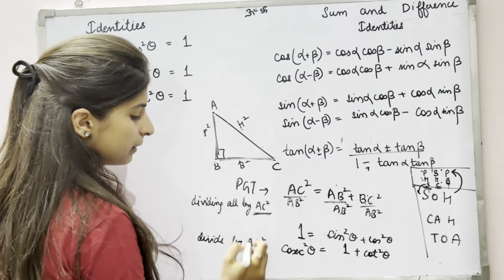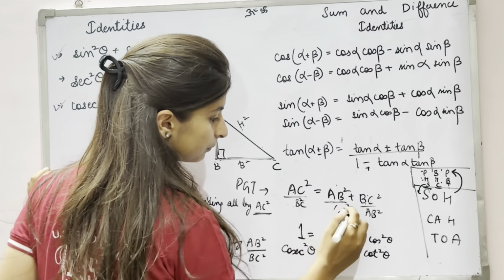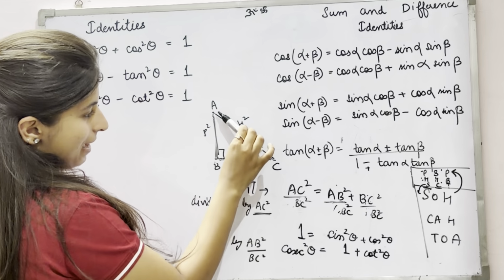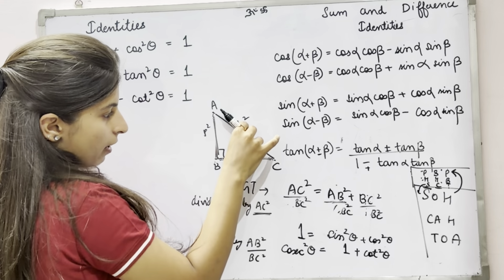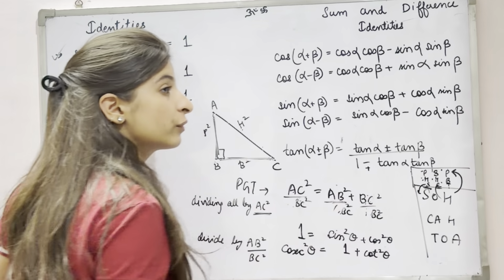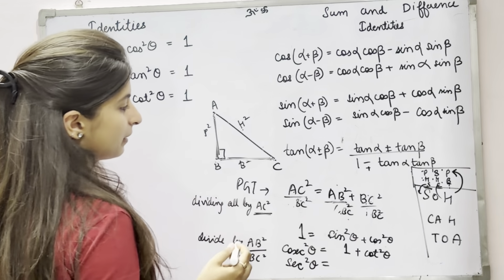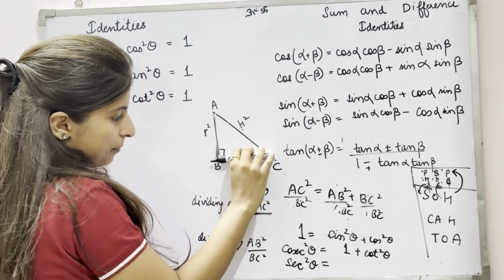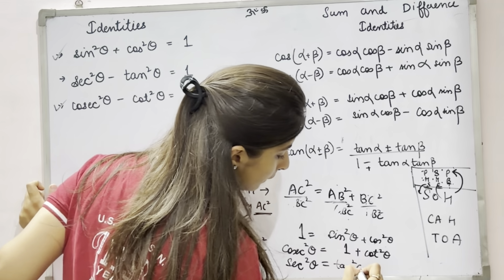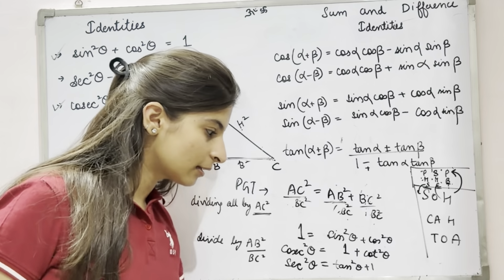Now, third one. I have divided with AC, I have divided with AB. Now I am dividing it with BC square. AC square upon BC square: hypotenuse upon base. Hypotenuse upon base will be opposite of cos, which is secant square, equals AB upon BC, perpendicular upon base, which is tan square theta plus 1. BC and BC get cancelled. Secant square theta minus tan square theta is 1.